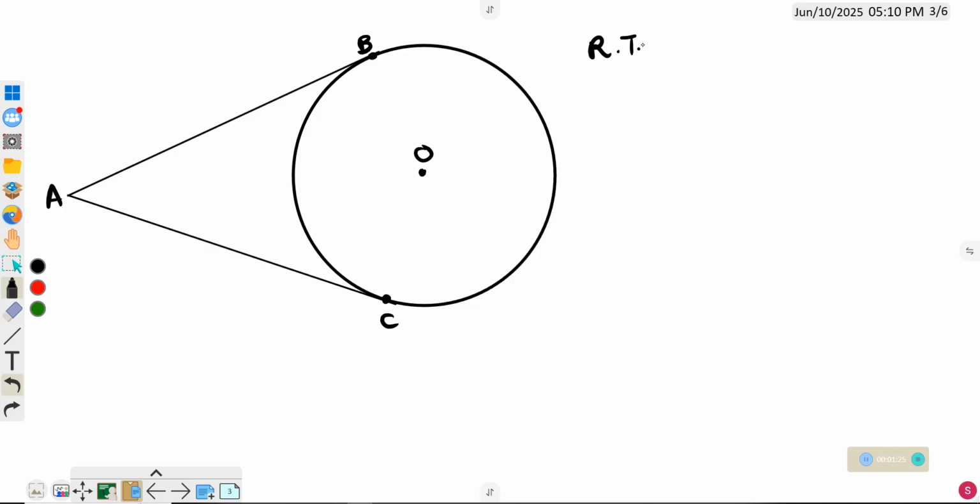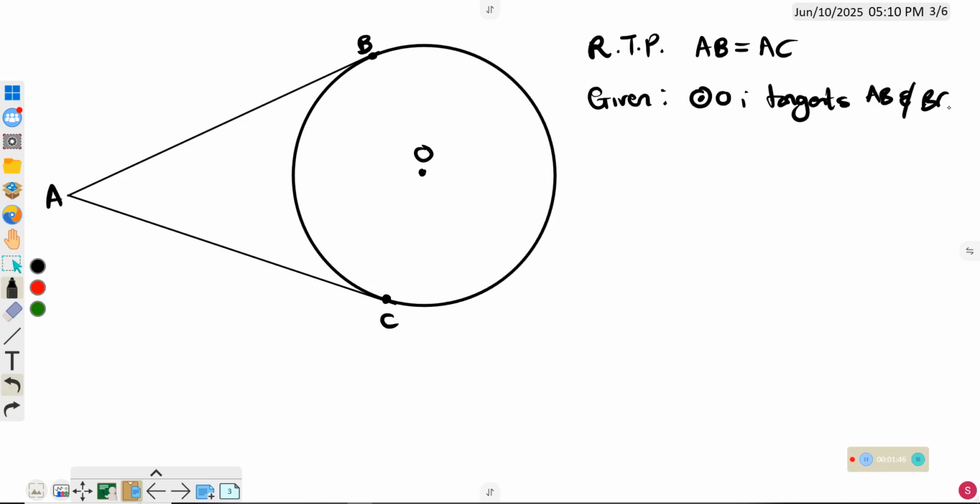So you are required to prove that AB will be equal to AC. What are you given? You can write it down. Given a circle with center O, and also we are given two tangents, tangents AB and also AC. And then the proof itself.